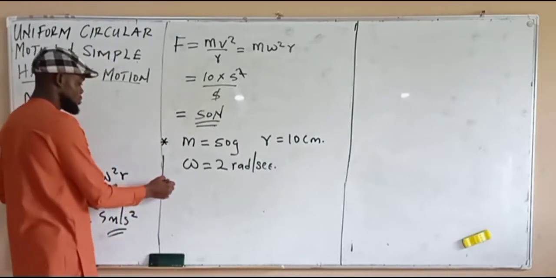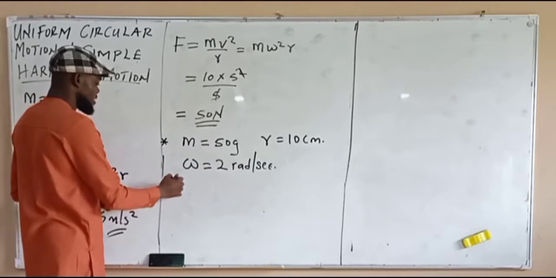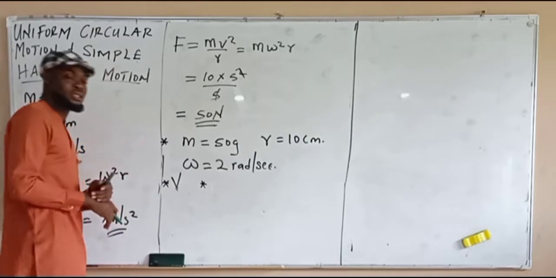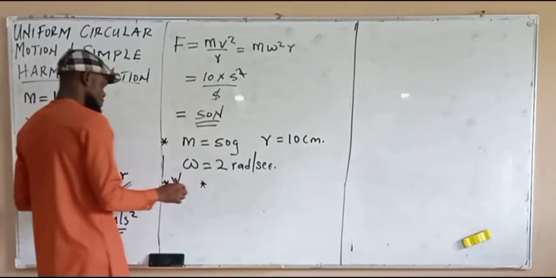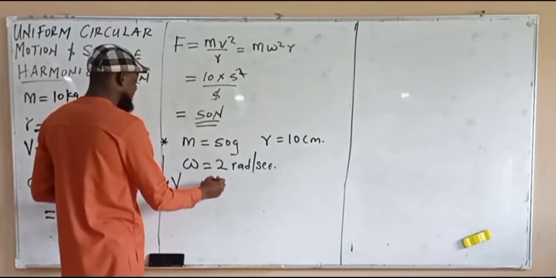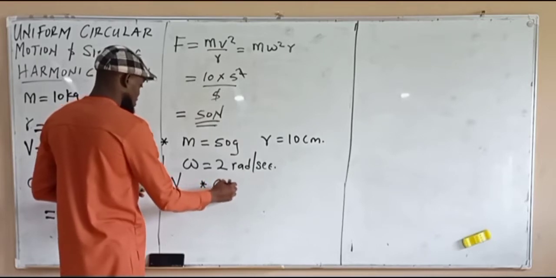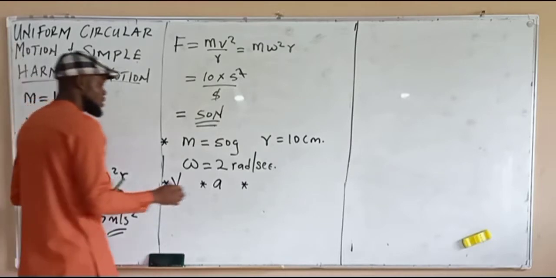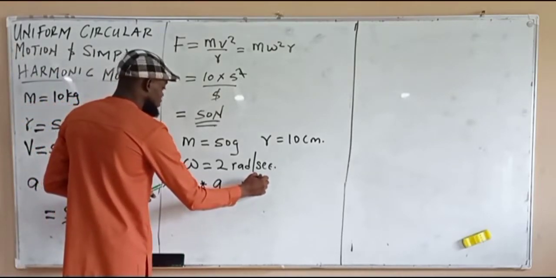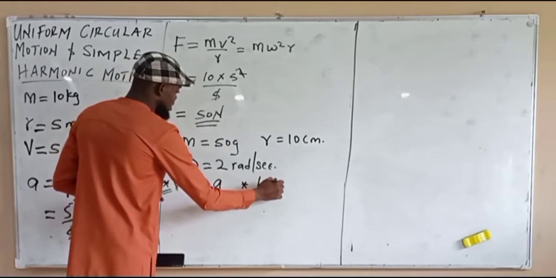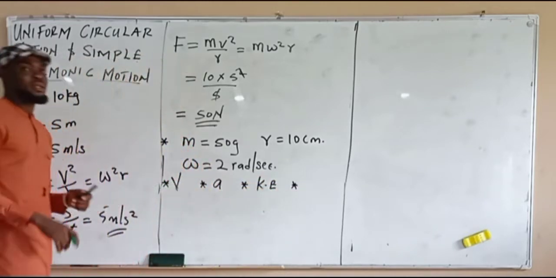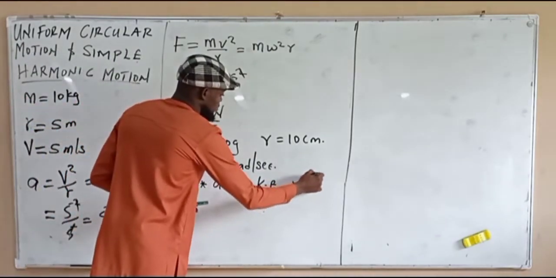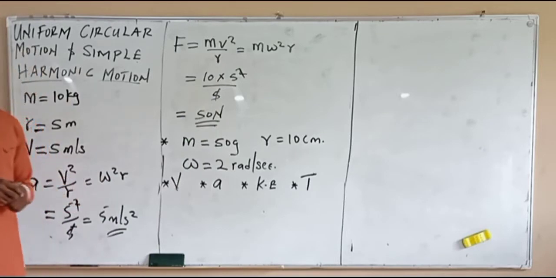Obtain the speed of the body, that's the linear speed. Obtain the centripetal acceleration of the body, and the kinetic energy of this body, and the period T. The period is what, the T.